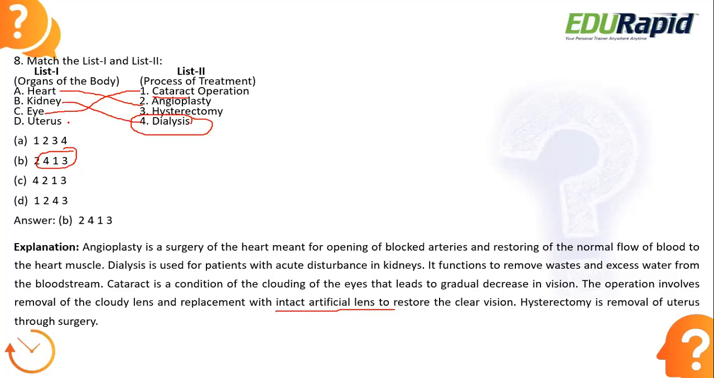Uterus. So the complete removal of the uterus due to various reasons, that procedure we call hysterectomy. If there are any infections in the uterus, the uterus has to be removed completely, and that procedure we call hysterectomy.